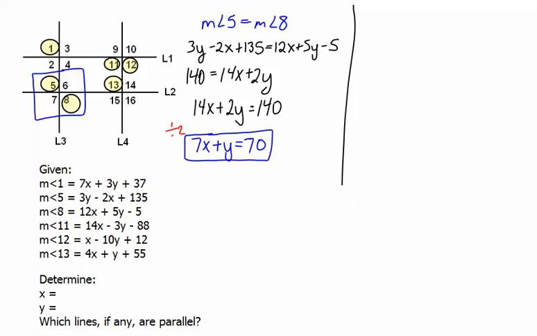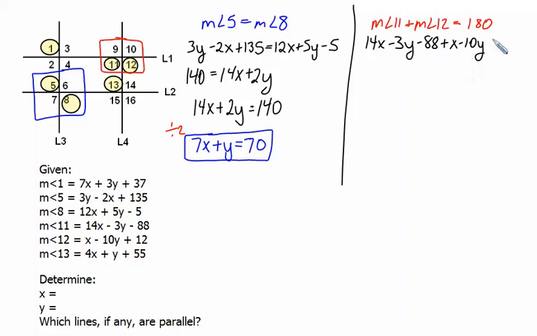Now, another equation. So we need to look for another vertex where we have two angles involved. In this case, we will know that the measure of angle 11 plus the measure of angle 12 has to be 180 degrees because they form a linear pair. Plug in the algebra, copy carefully: 14x minus 3y minus 88 plus the measure of angle 12, which is x minus 10y plus 12, equals 180.